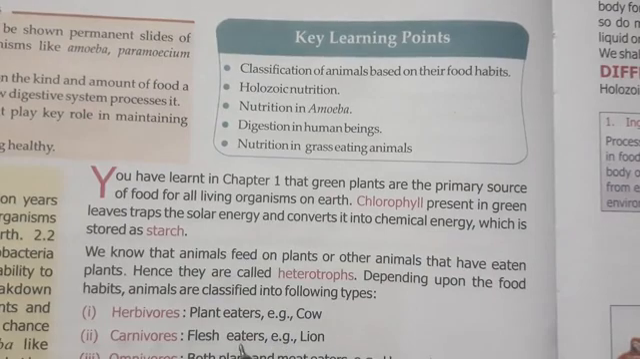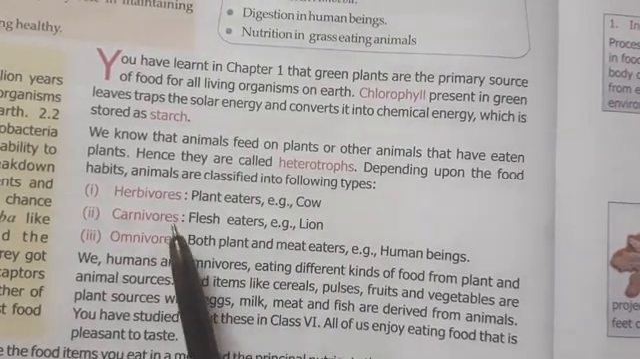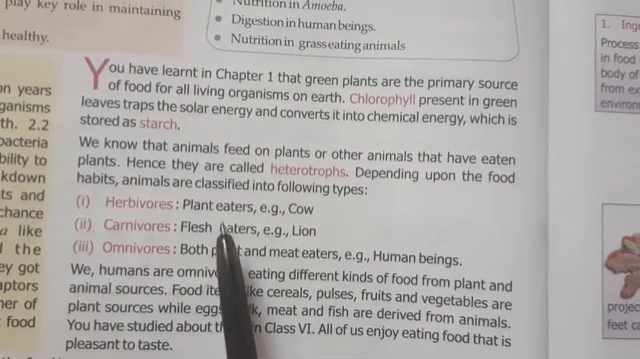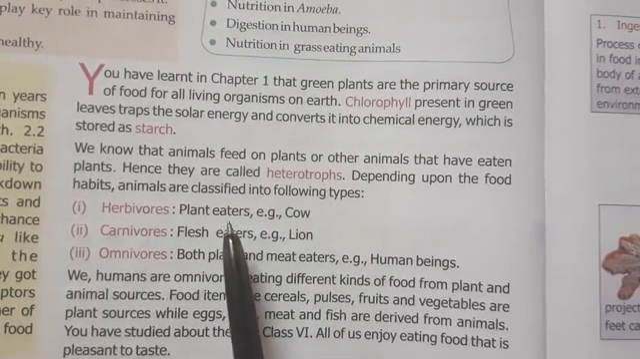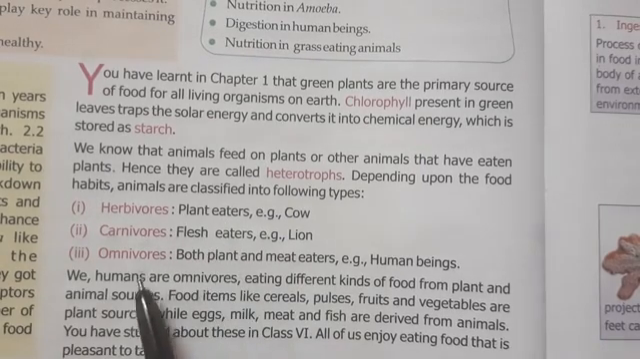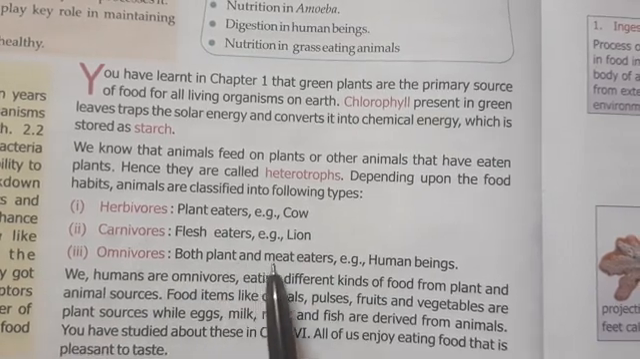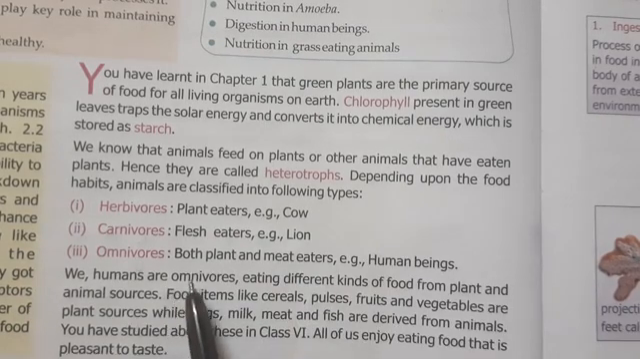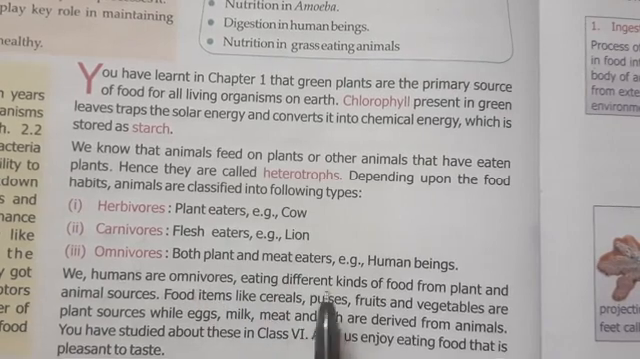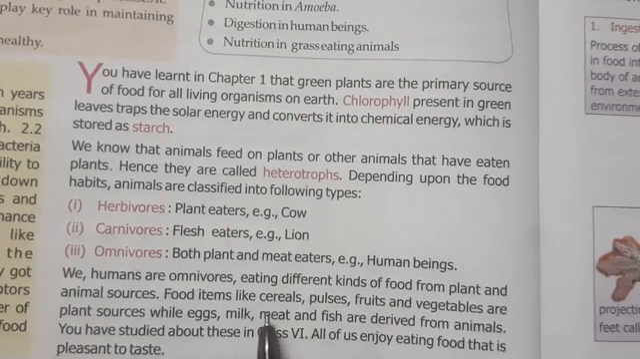And depending on the food habits, the organisms are categorized into herbivores, carnivores, and omnivores. This also you have already studied. What are herbivores? Plant-eating animals are called herbivores. Carnivores are the flesh-eating animals, and omnivores are the animals which eat both plant as well as meat. So what are we? We human beings, we are omnivores. That means we take different kinds of food from plant source as well as animal source.